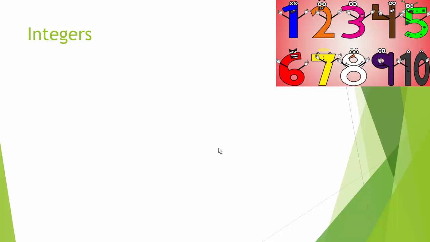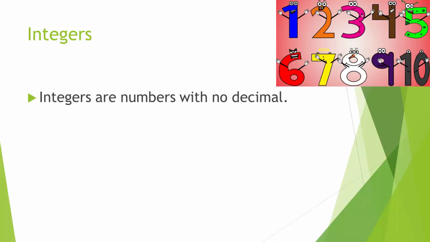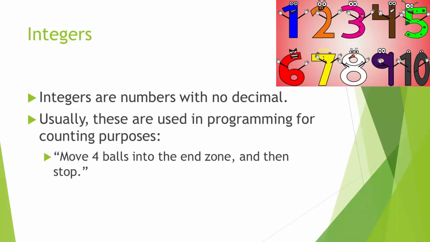Okay, the integer variable type we'll use a lot. It's a number with no decimal, so only whole numbers are allowed, and the reason we use it is usually for counting. Counting is a very common thing to do in programming. For example, we might want to move 4 objects. Well, we keep a count of those objects, and we know that we can stop as soon as we've moved the 4 of them.